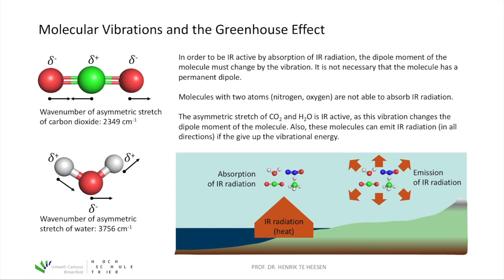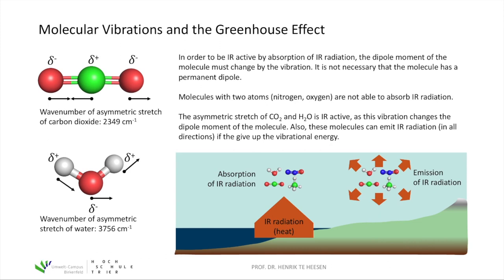And now we want to have a look: how do these molecules contribute to the greenhouse effect? What you see on the left-hand side are the two most important molecules which are responsible for the greenhouse effect. On the one hand, we have carbon dioxide, and you see again the asymmetric stretch of carbon dioxide with a wave number of 2349 1 per centimeter. And the second and more important molecule is water. So we have the water vapor in the atmosphere, which is also able to absorb and emit heat radiation. And the wave number of the asymmetric stretch of the water molecule is 3756 1 per centimeter.